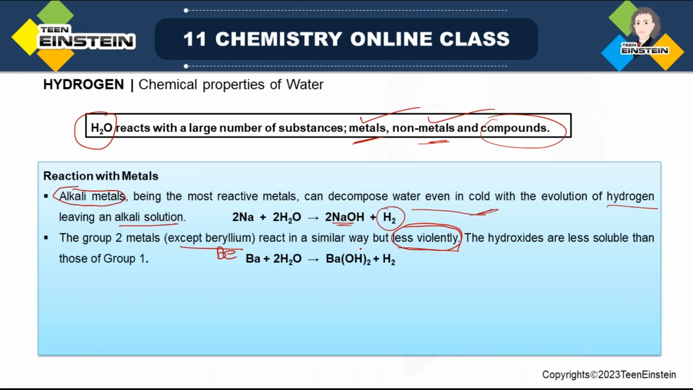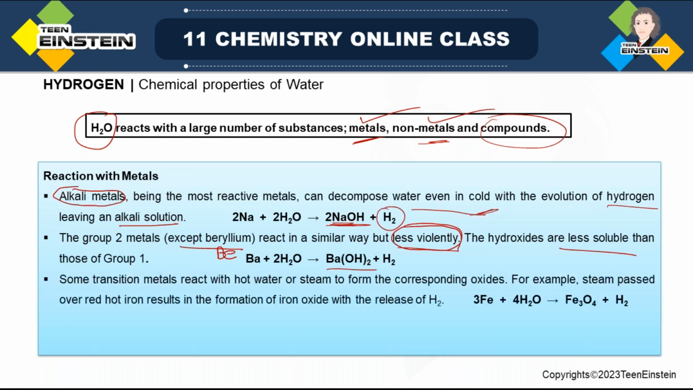So that is why they are reacting less violently with water. And the hydroxides that are produced, just as you have seen in the previous case, where we obtained sodium hydroxide, here we are getting barium hydroxide. So these hydroxides are less soluble compared to the hydroxides that you get from group 1.